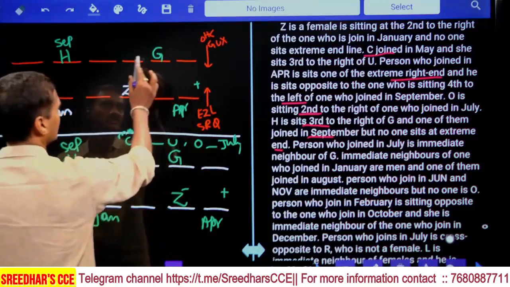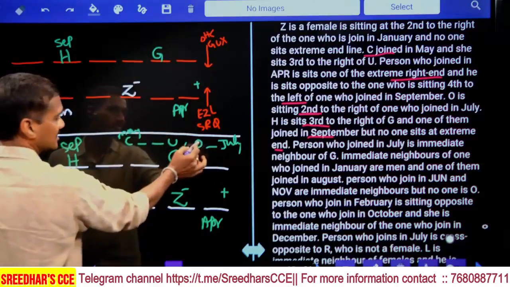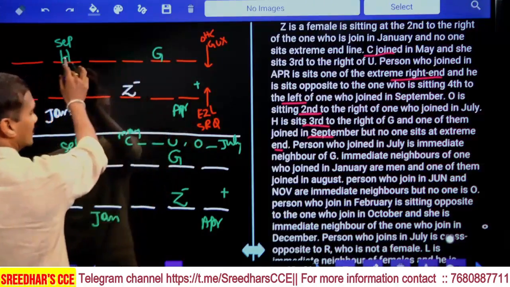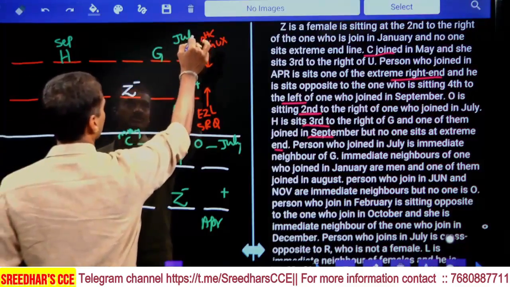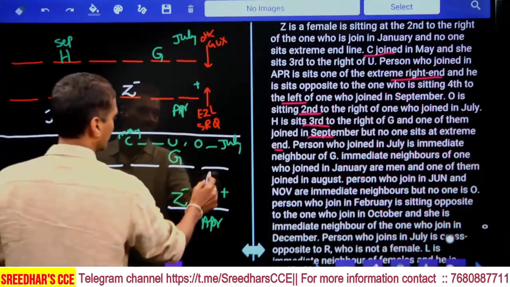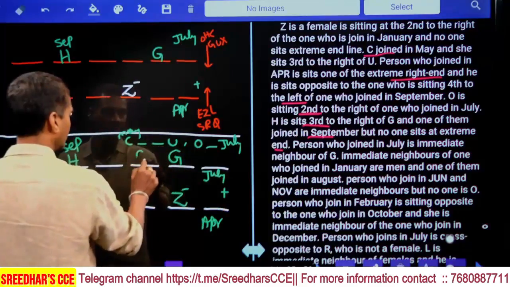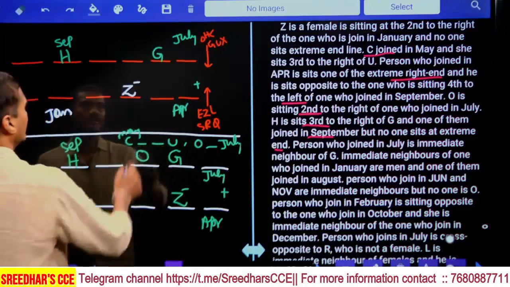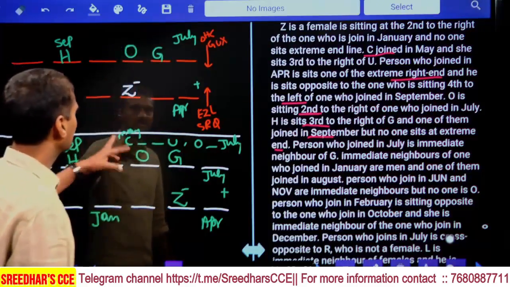So July can be here or here. Suppose July is here, then O should be here, because O is seated second to the right of July. And O cannot be here because H is here. Hence the one who joined in July must be here. Same case here: if July is here, O must come here, not possible. Hence the one who joined in July is here. Now July is here, and O is seated second to the right of July.